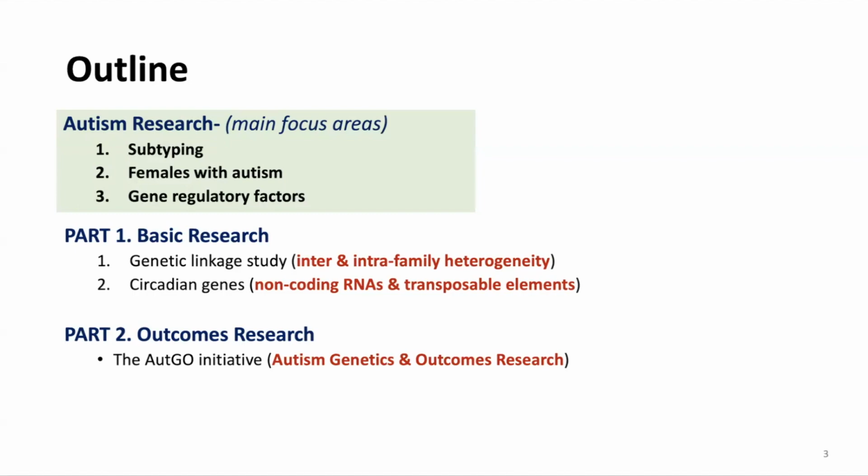First, I will briefly talk about a few examples of genetic research studies, and then I will discuss how I'm trying to use lessons that I have learned from basic research to develop an integrated concept called autism genetics outcomes, or OUTGO.